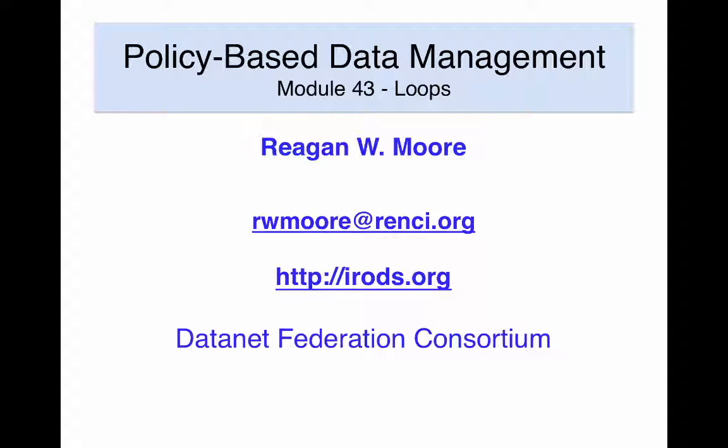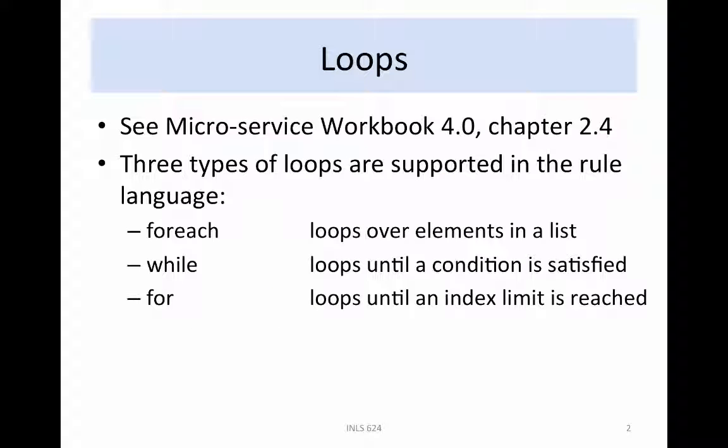Most policies require the ability to manipulate a list of objects, files, users, or storage resources. Loop microservices support iterative processing. Three types of loop microservices are supported in the iRODS rule language. They are explained in detail in Chapter 2.4 of the Microservices Workbook.